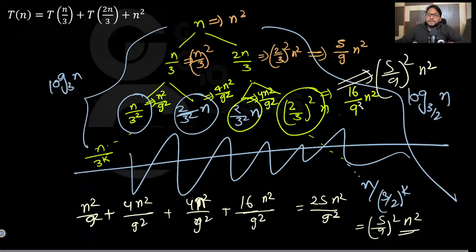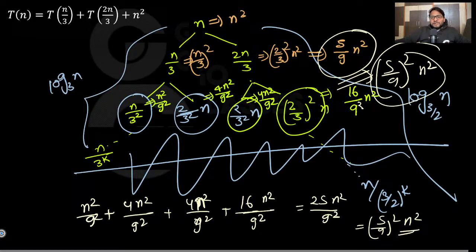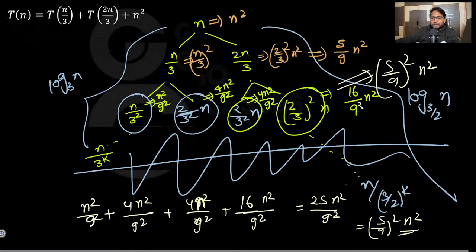So basically at every level, at this level I am doing n square, at this level I am doing this, at this level I am doing this. So how many levels are there? See, at every level, what is happening? This was the question, right? Here I am dividing this into two parts. So what are those parts? Let me just write the question once again.